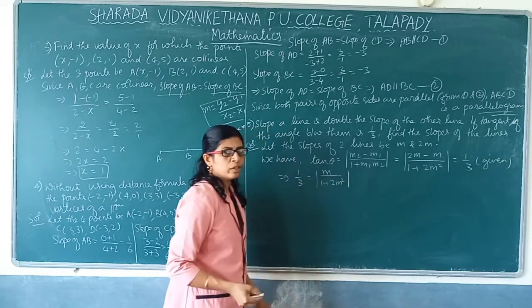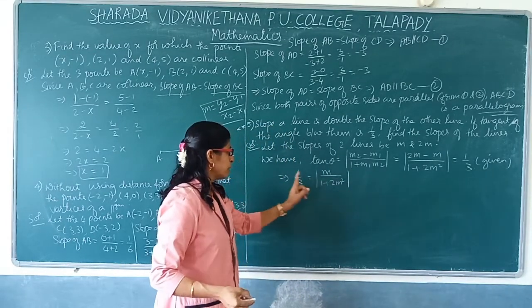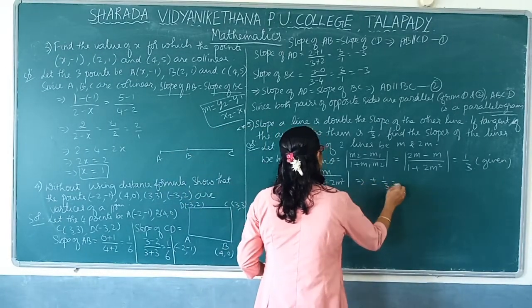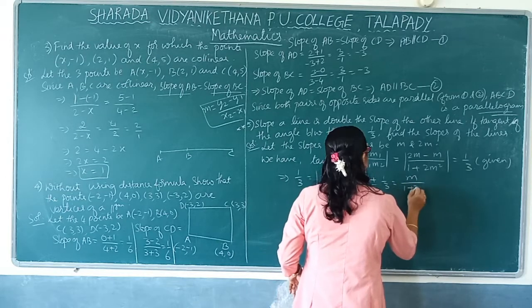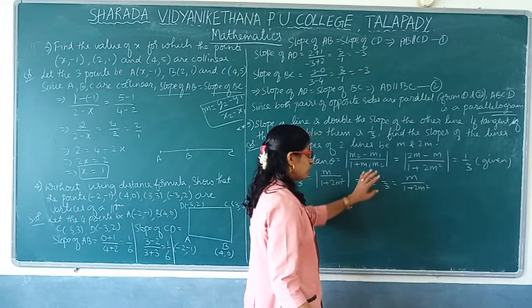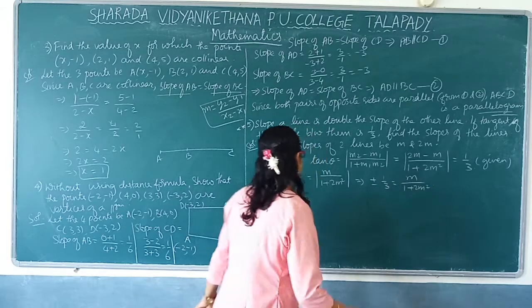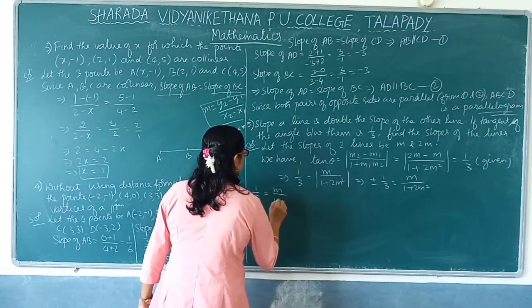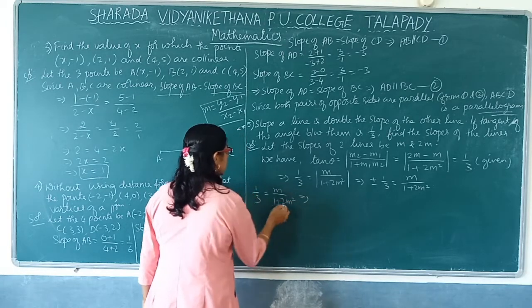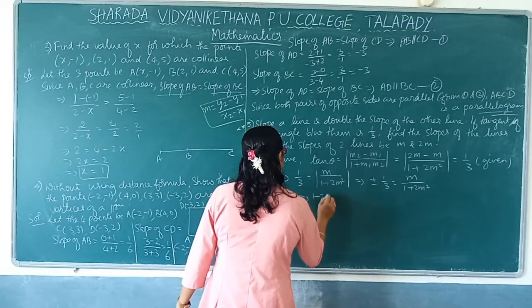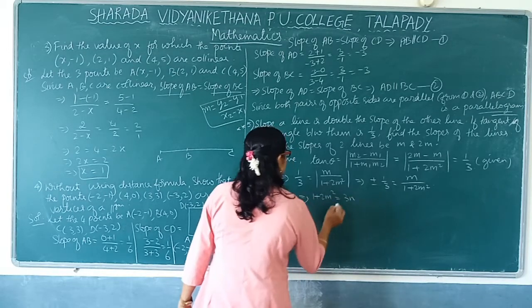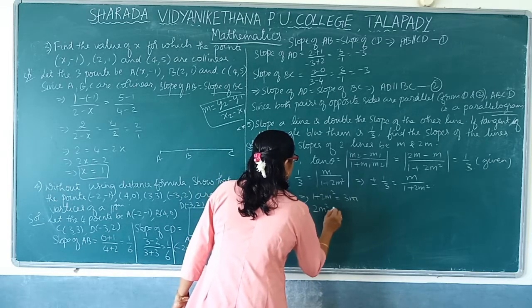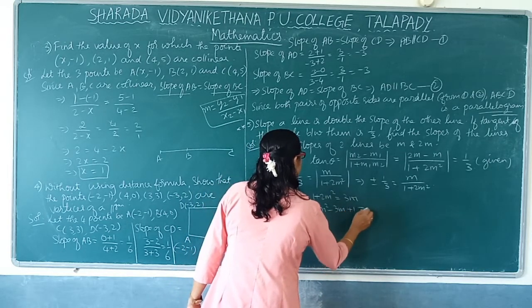And I told you, whenever you are removing this absolute value symbol, we have to put plus or minus here. So what does it mean? Plus or minus 1 by 3 is equal to m by 1 plus 2m square. Now once we will take plus 3, once we will take minus 3 and we will calculate. So 1 by 3 is equal to m by 1 plus 2m square. Cross multiply: 1 plus 2m square is equal to 3m. We will get a quadratic equation here. Bring 3m this side: 2m square minus 3m plus 1 is equal to 0.